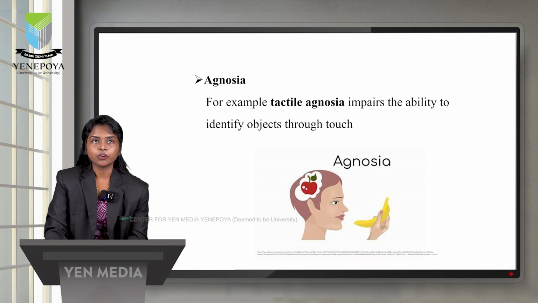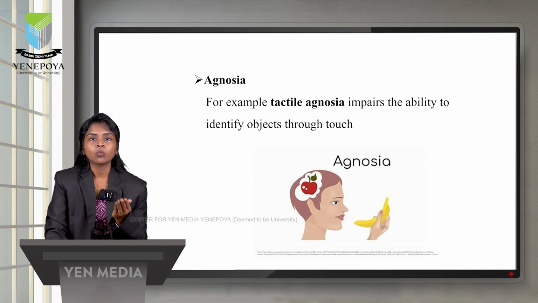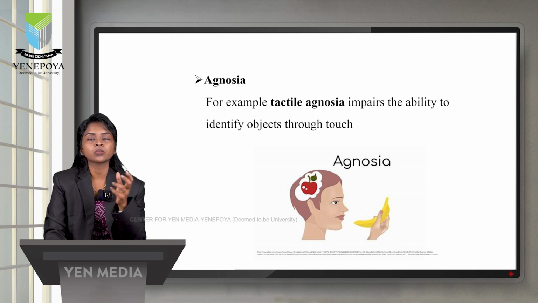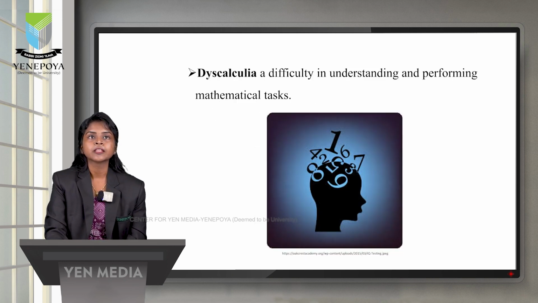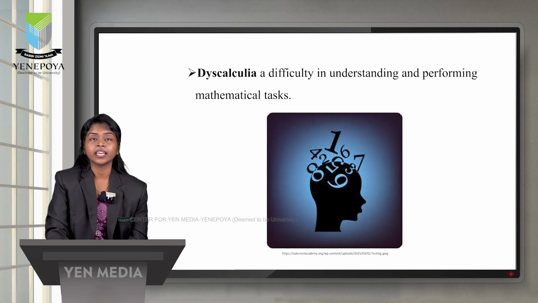So next is agnosia. Most commonly in the parietal lobe, the agnosia is called tactile agnosia, which impairs the ability to identify an object through touch. When the patient closes their eyes and touches an object, they couldn't recognize what the object is, because it involves somatosensory activity. The patient couldn't identify the objects they are holding in their hands, or anything else by touching. Next is dyscalculia, a difficulty in understanding and performing mathematical tasks.